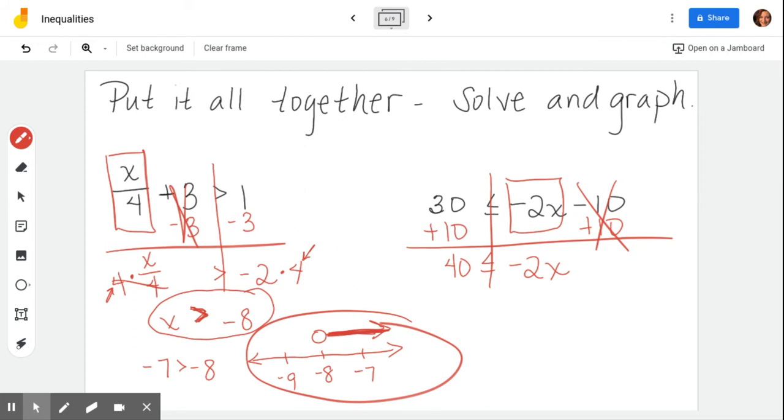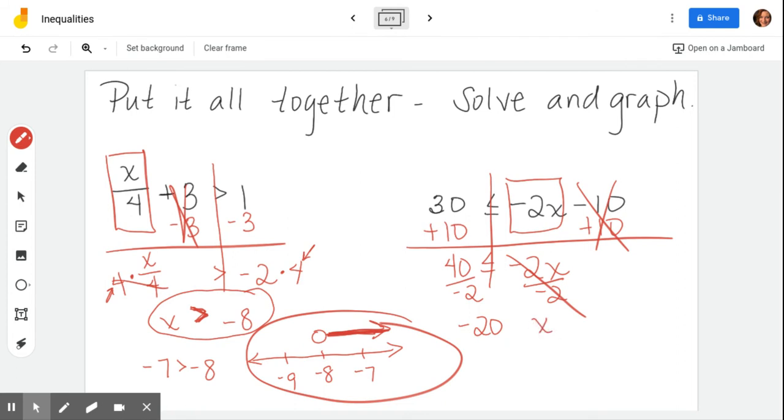Now back to my variable. I have a -2 right beside it. When they're right beside it means times. The opposite of multiplying is dividing, so I'm going to divide both sides by -2. On the left, that gives me a -20. On the right, I just have my x.